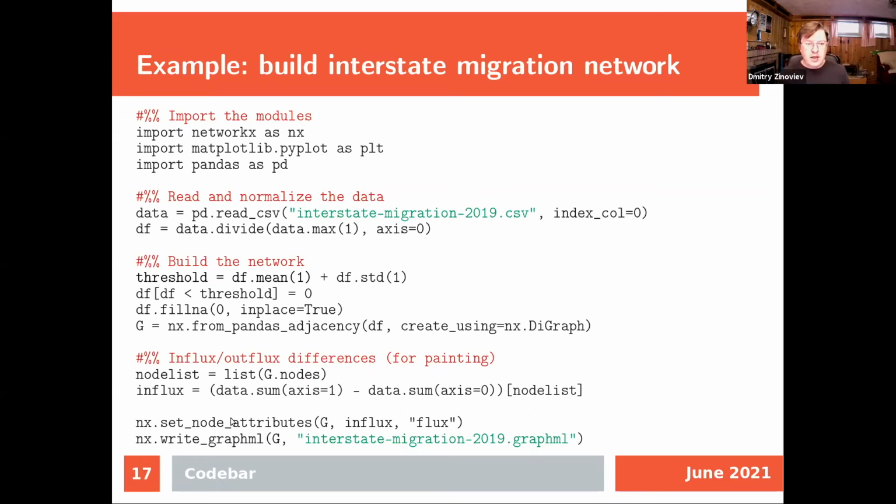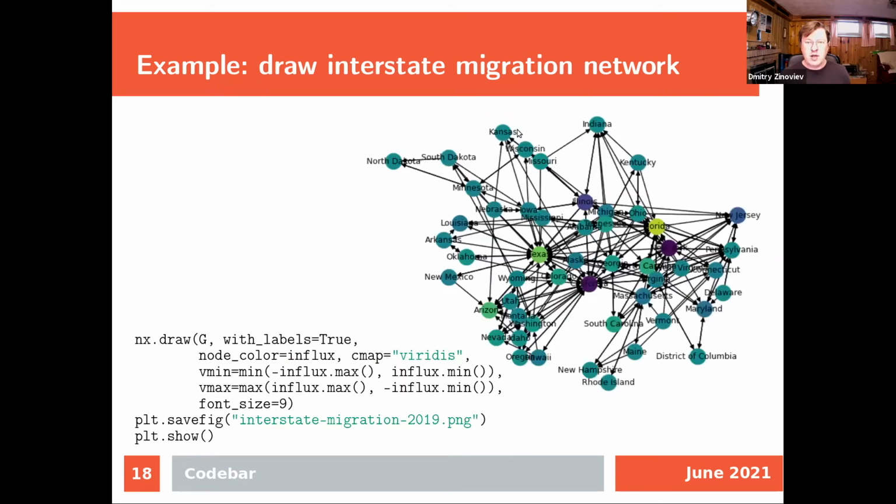Then I set node attributes. I want to know the difference between inflow and outflow because I'm going to use this number for coloring the nodes as potential source nodes and potential destination nodes on the next slide. And at this point, my graph is ready to use. I save it into a file using the .graphml format. I can later read it back from this file and do all kinds of processing. Let me switch to the next slide.